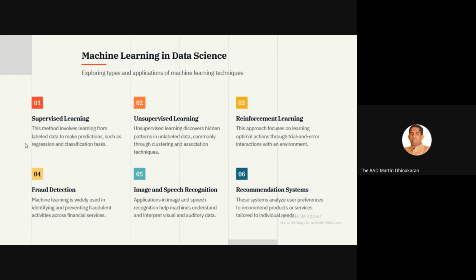Next is unsupervised learning. As we know, this is the opposite, the antonym, of supervised learning. Unsupervised learning discovers hidden patterns, and we can also say it works on unlabeled, unstructured data, commonly through clustering and association techniques. The practical application of unsupervised learning is, as you all would have heard, NLP, natural language processing.